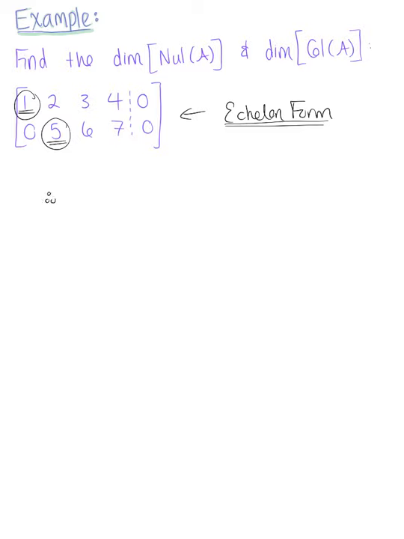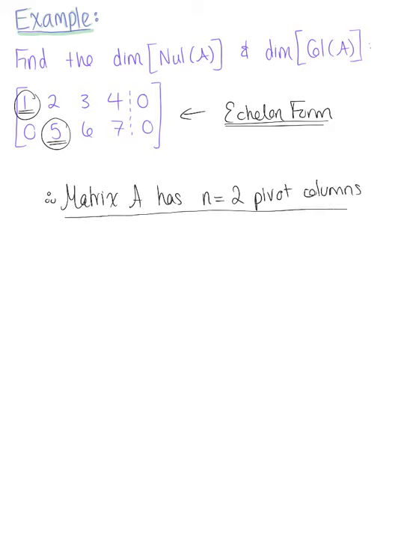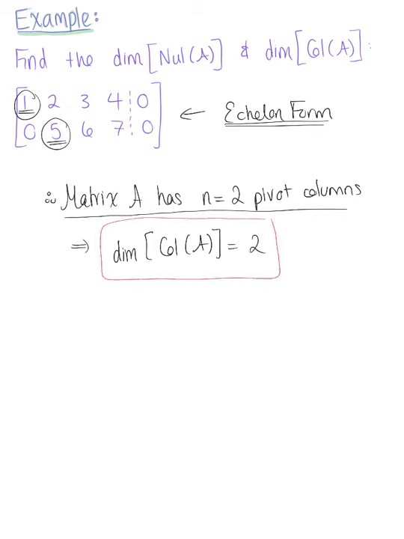So we can say that therefore matrix A has n equals 2 pivot columns. Therefore by definition, this lets us know that the dimension of the column space of matrix A is 2. And that is our beautiful final answer for the column space. And so we can again make a little love note here to ourselves.